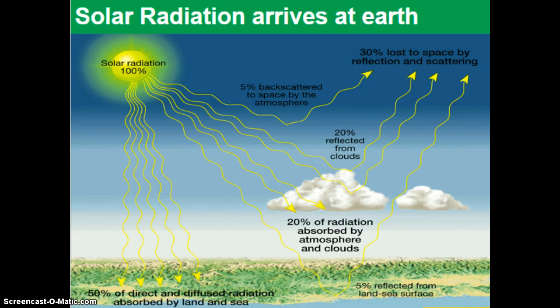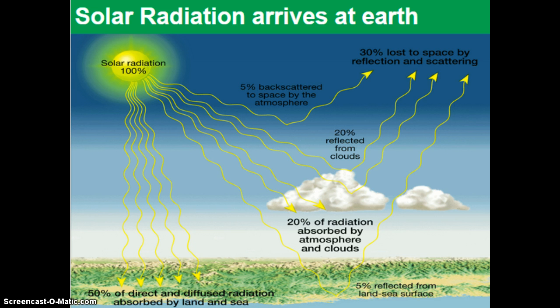The energy that we receive from the sun is in the form of solar radiation. Not all of the solar radiation actually makes its way to Earth's surface. Some of it gets bounced off of our atmosphere back into space. That's about 5%. About 20% of the solar radiation makes it into our atmosphere but gets reflected from the clouds because our clouds have a very high albedo.